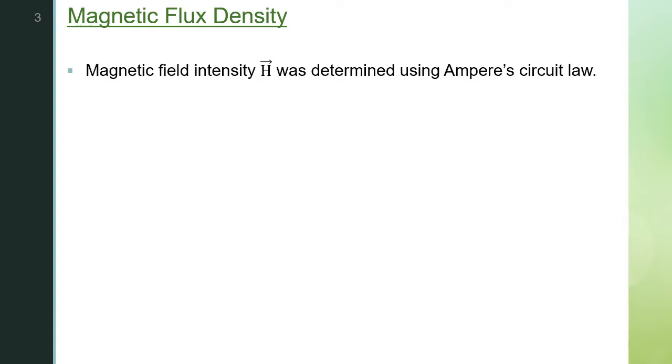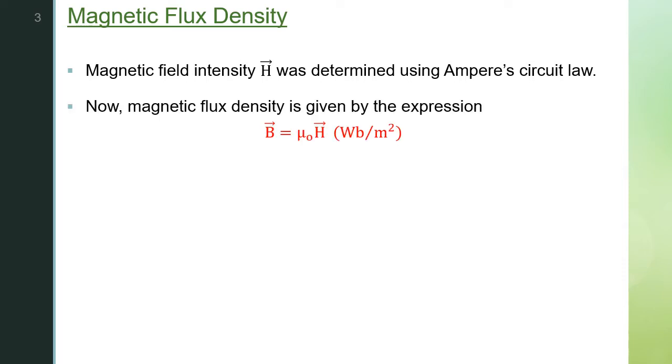Similarly, magnetic flux density is obtained from magnetic field intensity. The magnetic field intensity H was determined using Ampere's circuital law. This H depends on the properties of the medium, that is the permeability mu naught. So we are defining a new vector quantity B, defined by mu naught times H. This B is called the magnetic flux density, mu naught is the permeability in free space, and H is the magnetic field intensity.